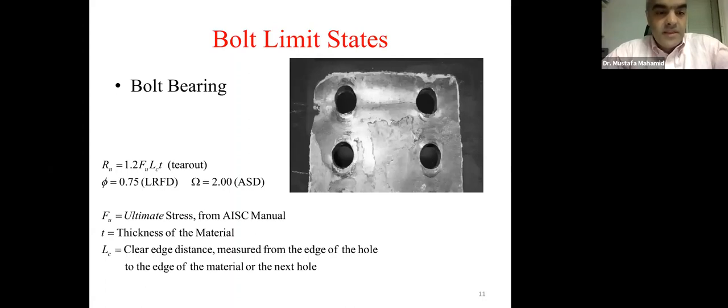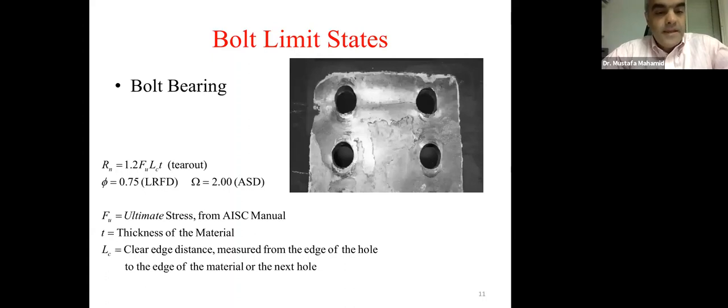And the capacity for that is given in the equation shown, 1.2 times F sub U times L sub C times T. And whether we're using LRFD or ASD, they are shown. Now, T is the material thickness. F sub U is the ultimate stress for the material, for the plate or for the beam web, or for the brace, for the steel material itself. So if it's A36 steel, that would be 58 KSI. If it's A992 steel, that would be 65 KSI.